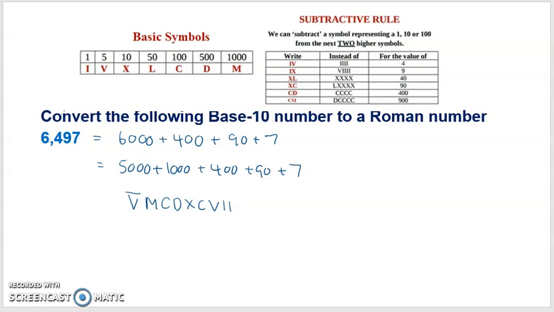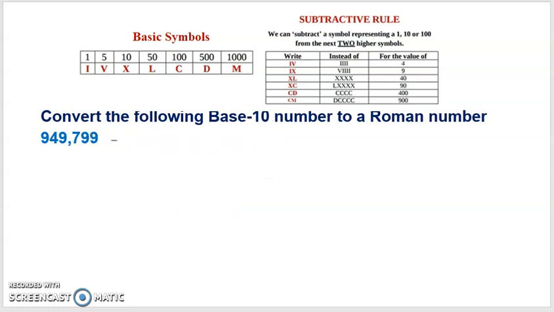All right, well, let's look at bigger numbers. 9,799. Write that in expanded form.